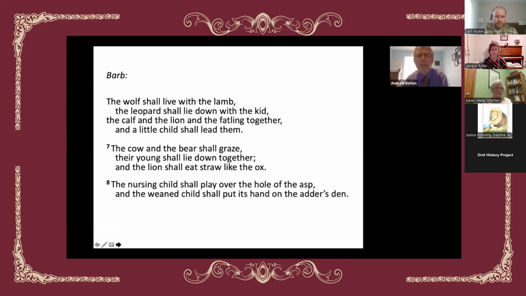The wolf shall live with the lamb. The leopard shall lie down with the kid, the calf and the lion and the fatling together, and a little child shall lead them. The cow and the bear shall graze, their young shall lie down together, and the lion shall eat straw like the ox. The nursing child shall play over the hole of the asp, and the weaned child shall put its hand on the adder's den. So you have predator and prey living together in peace and a world safe for children.